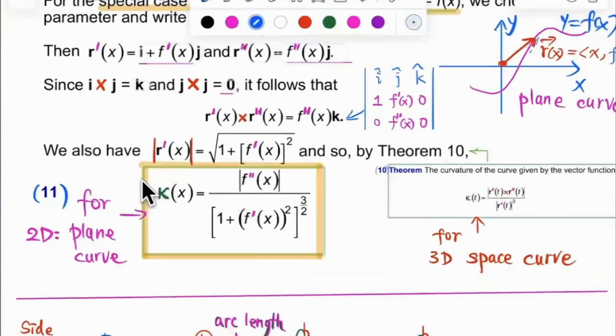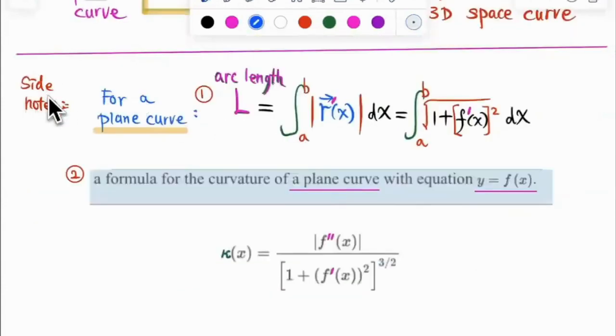Now we got this new formula here. This is the curvature, especially for a plane curve, which means it's a curve on a 2-dimensional plane. And what's the difference between this one and this one? This is the general formula for a 3D space curve, and this one over here is for a 2D plane curve. So pay attention: 2D curve for this, and this one here for 3D space curve.